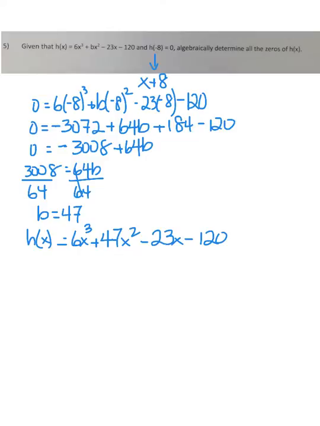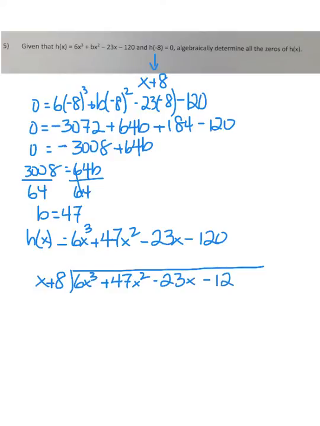And let's do that. I'm going to try to squeeze it in down here. Hopefully I can. Okay, so I've got x plus 8, and I'm going to divide that into 6x cubed plus 47x squared minus 23x minus 120. And notice that my h of x is in standard form, and I'm not missing any terms, so I don't need any zeros to hold the place. All right, so here we go again.